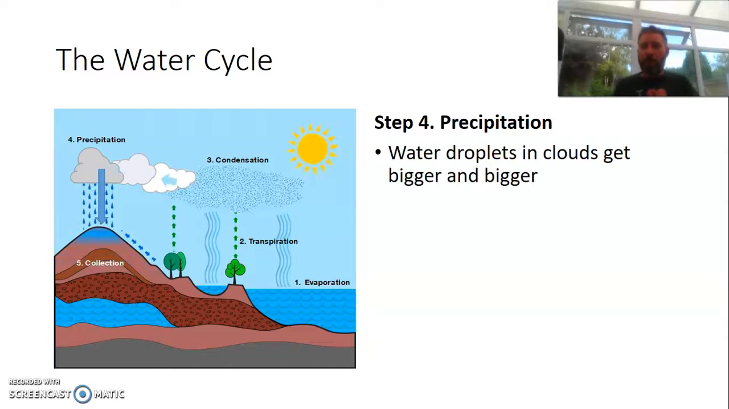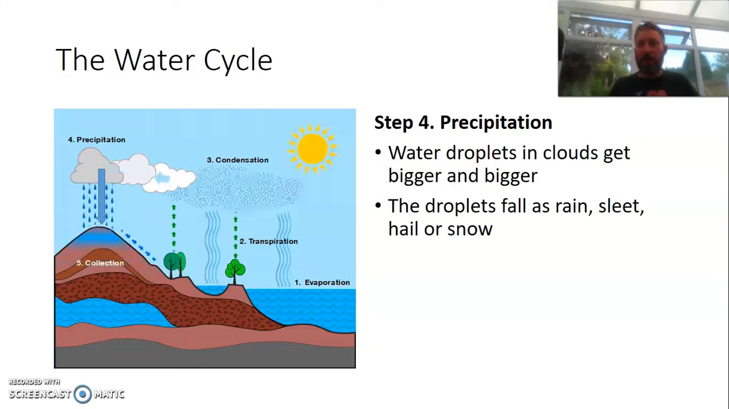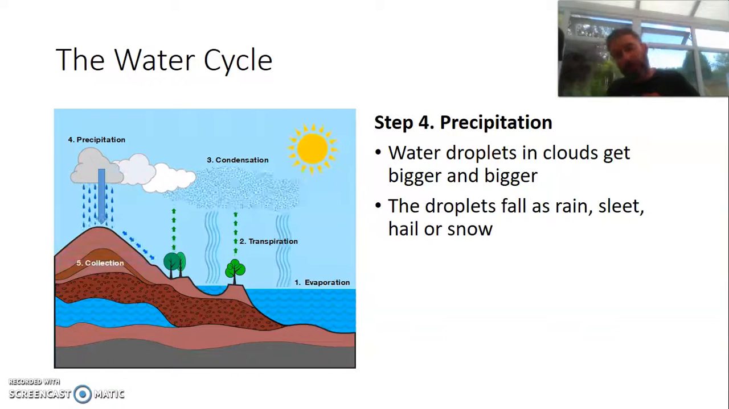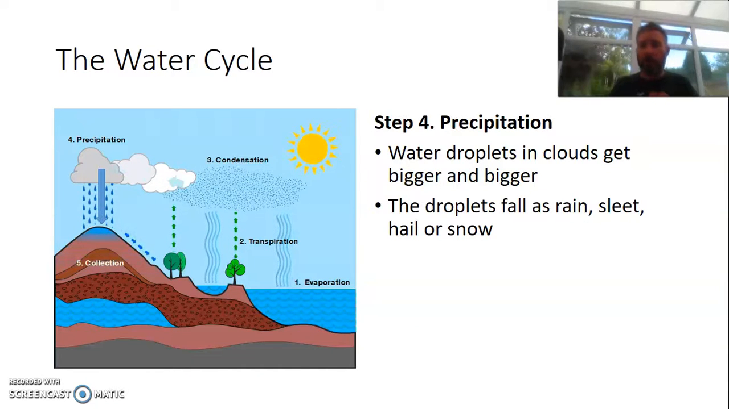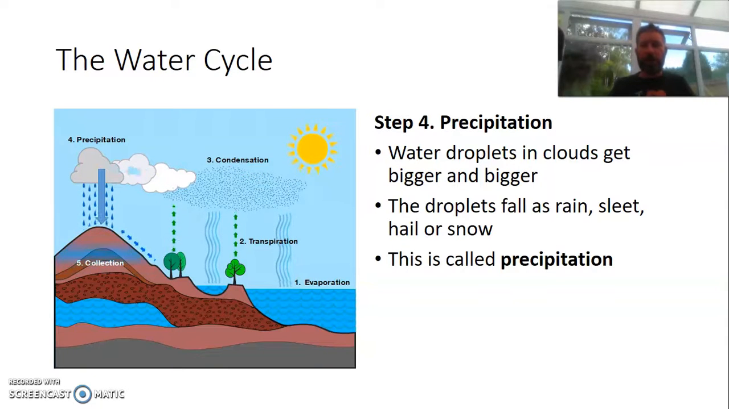Now, when water droplets get big enough, they suddenly start to lose that buoyancy. They're unable then to just float in the sky anymore, and then they drop out. That's called precipitation. That could be rain, it could be sleet, it could be hail, it could be snow. But we give it a catch-all term of precipitation. In Britain, generally speaking, it's rain, but in some parts of the world it could fall as sleet or snow.